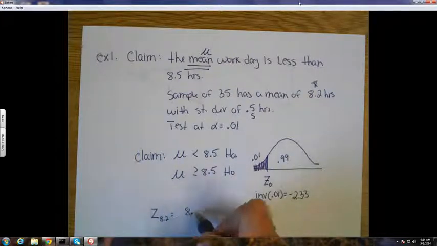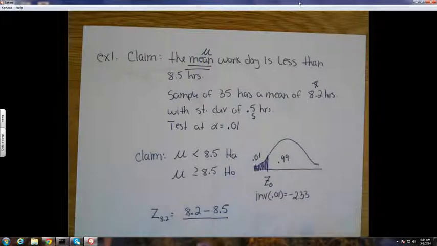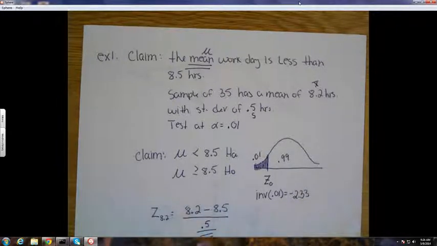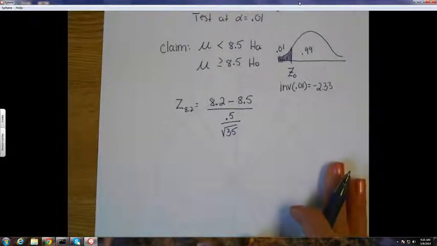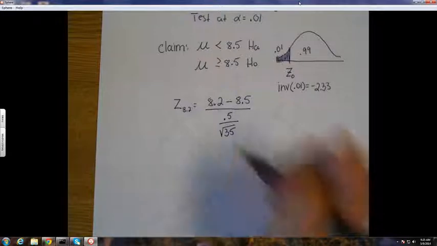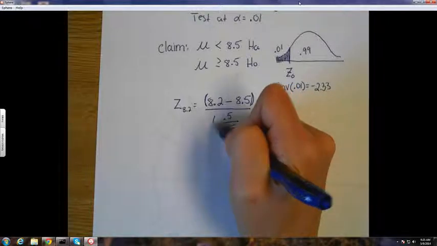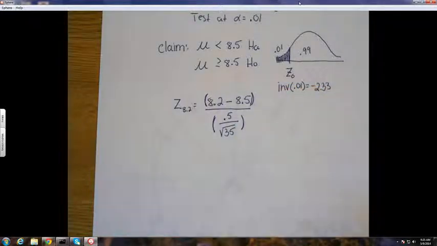If you look at your notes, it's the sample mean minus the population mean, divided by the standard deviation over the square root of the sample size. Okay, so several people write that down correctly, but do not know how to use the calculator. If you want to do that all in one line, what do you need? Parentheses. Around the 8.2 minus 8.5, the numerator, which is that subtraction, and around the 0.5 divided by the square root of 35, and then the fraction, that's the denominator. If you don't put the parentheses in, you will get the wrong answer.